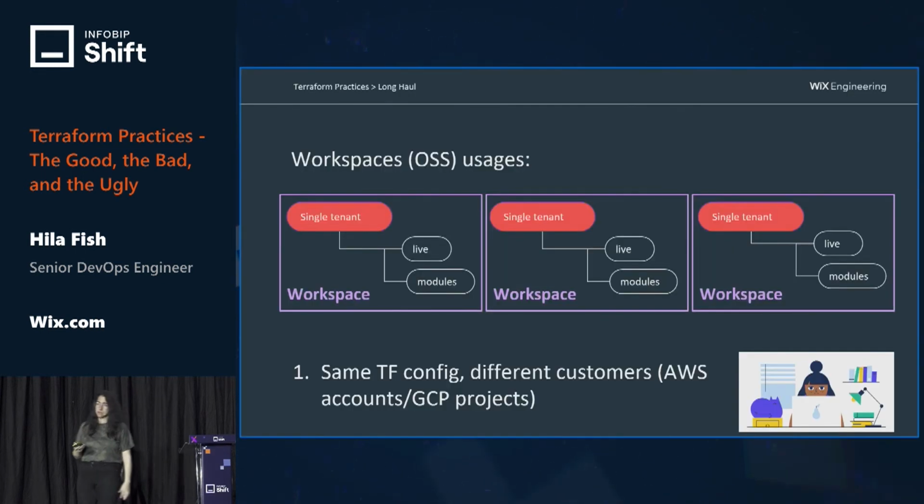I also want to cover workspaces. Workspaces are like an isolated unit. When you have the same Terraform code, you have different workspaces, and then you can apply them, and whatever happens in one workspace doesn't affect the other workspace. So you can use it when you have the same Terraform config for, let's say, different customers, right? Let's take GCP for example, each GCP project is a customer, and each project is also a different workspace. That way we have the same code base, just different workspaces, and that's that.